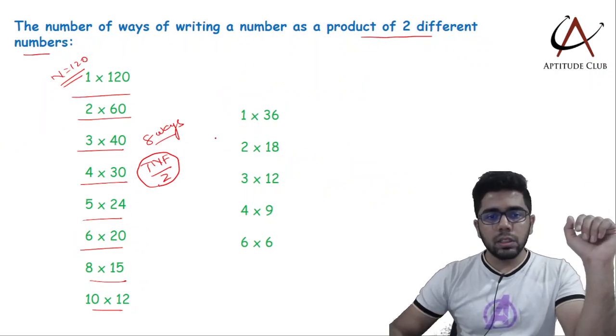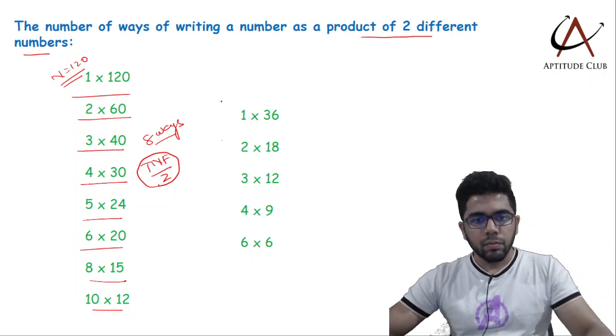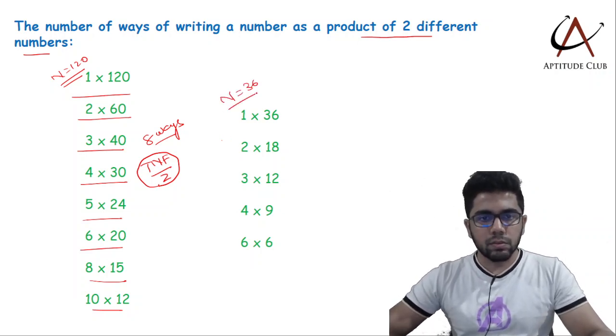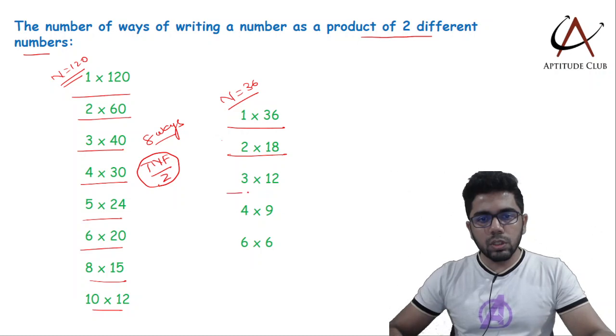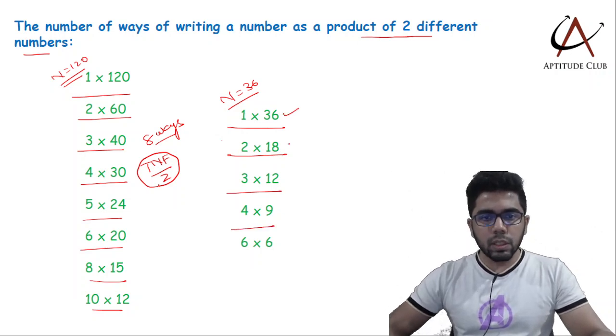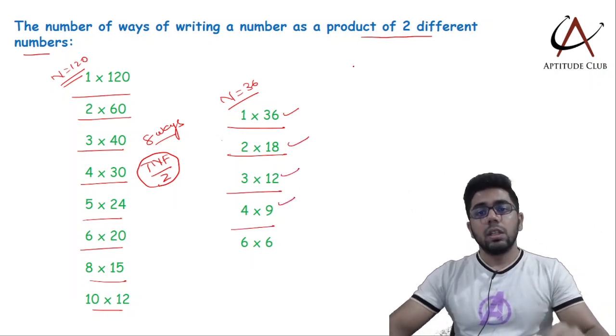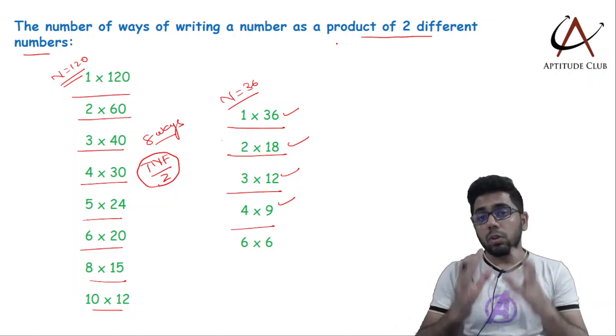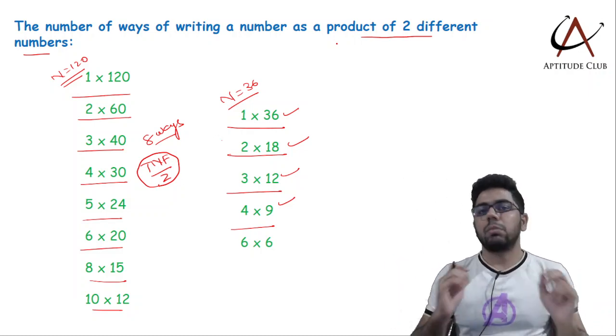But if the number is a perfect square, n equal to 36, so 1, 2, 3, 4. These 4 ways are possible if I have to restrict it to the case that it has to be a product of two different numbers, not the same numbers.